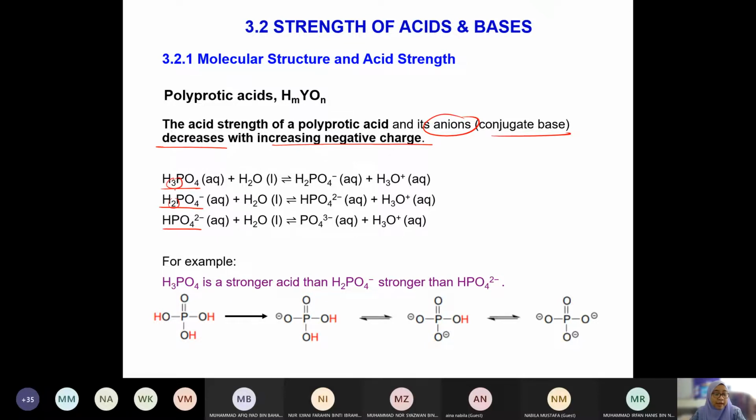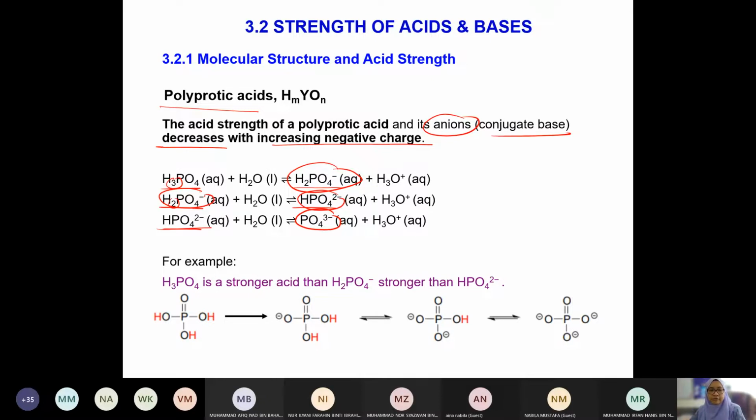is the strongest. Inilah sebab dia ada more than 1 hydrogen. That is why it is called polyprotic acid. So, ini dia ada 3 steps in order to remove the hydrogen, to produce proton. H3PO4 will dissociate into H2PO4 minus, and then this H2PO4 minus will dissociate into HPO42 minus, and this one will dissociate further and produce PO43 minus. So dekat sini, how do we determine which of these three acids is the strongest acid?